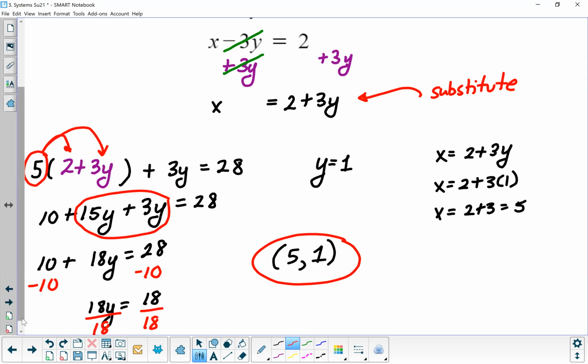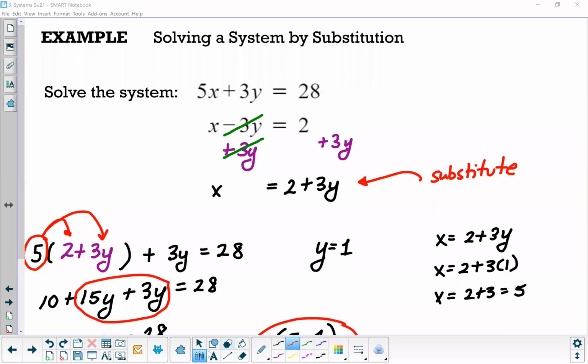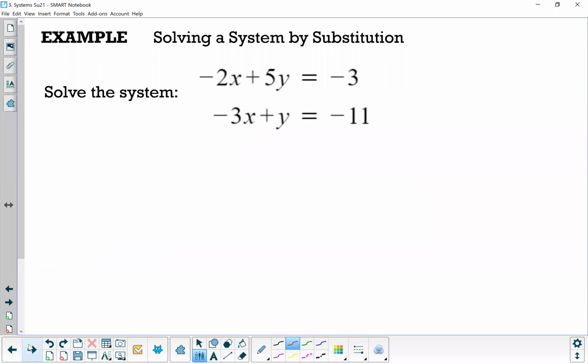All right, let's take a look at another example. We have an example here: negative 2x plus 5y equals negative 3, and the second equation, negative 3x plus y equals negative 11. So go ahead and try this example on your own and pause the video, and then we'll do it together.